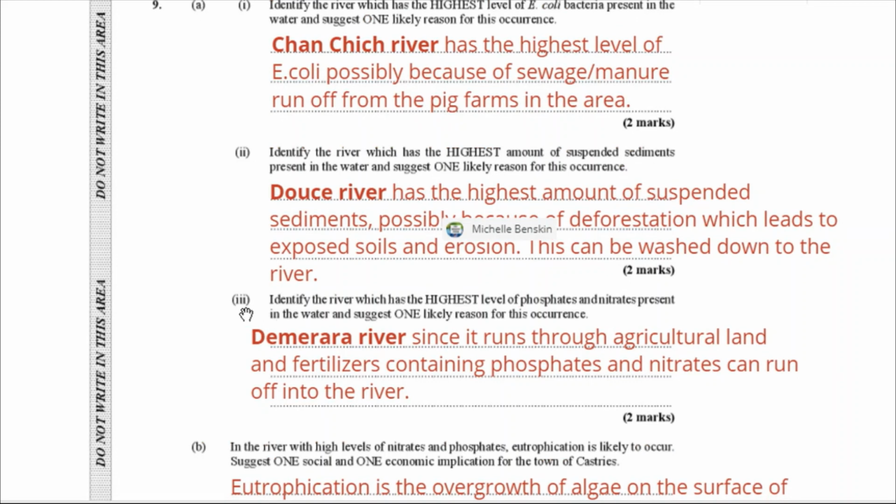Then part 3: identify the river which has the highest level of phosphates and nitrates present in the water and suggest one likely reason for this occurrence. The highest levels of phosphates and nitrates are found in the Demerara River, which ran through agricultural land. If you go back to that slide, you will see that it was found within the agricultural land. So you would expect that fertilizers containing the phosphates and nitrates can run off into the river, hence causing the increase in these minerals found in the water. So that's the explanation there.